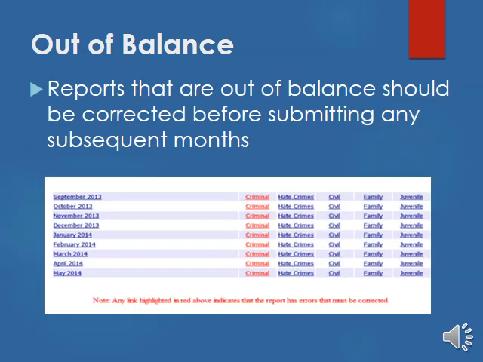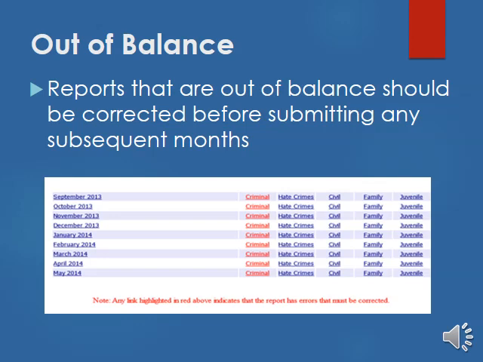When reports are out of balance, you should correct them before submitting any subsequent months. In this example, the criminal section is out of balance in several months. Corrections should be made the same way the reports are originally submitted, oldest month first, working forward. Note that even if you correct the oldest month and the reports after are automatically put in balance, reports for each month after that should be reviewed for accuracy.